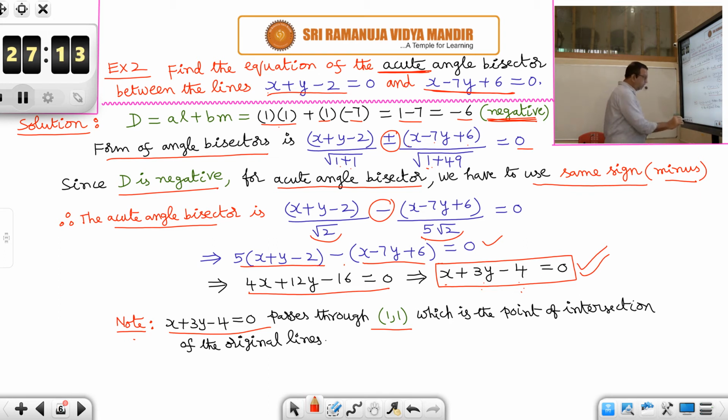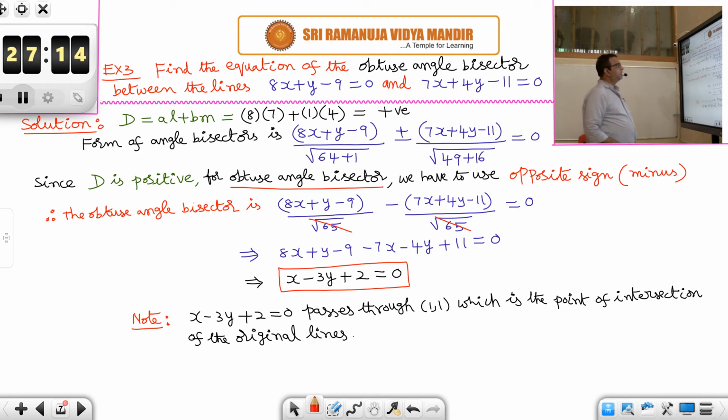Let us do another example. Example 3. Find the equation of the obtuse angle bisector. See, earlier we have found our acute bisector. Now let us find the obtuse angle bisector. Find the equation of the obtuse angle bisector between the lines 8x + y - 9 = 0 and 7x + 4y - 11 = 0. Did you notice that I have again kept (1, 1) here? (1, 1) is on this line. (1, 1) is also on the second line.